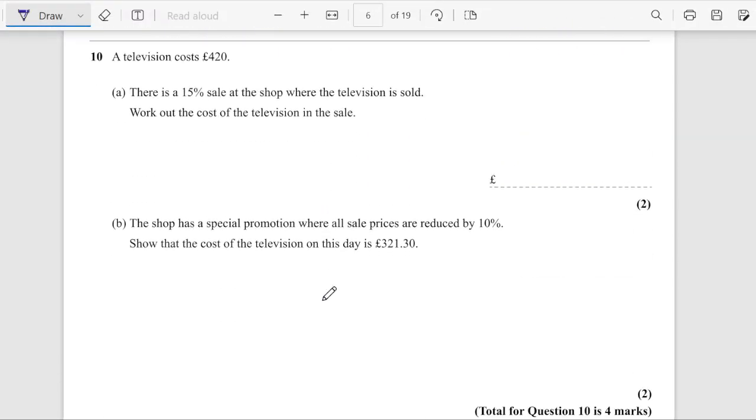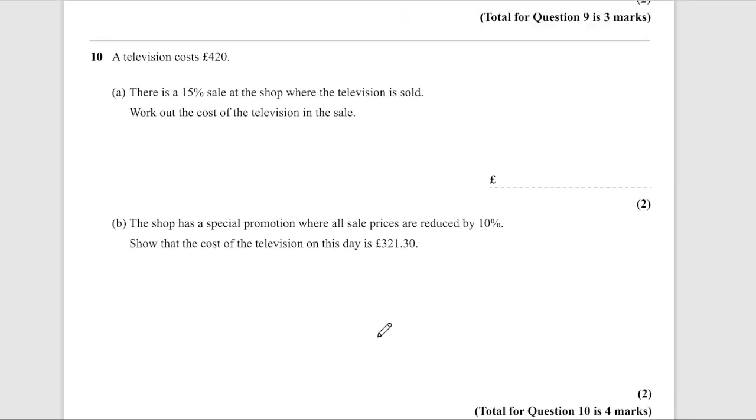So question 10. A television costs £420. There is a 15% sale at the shop where the television is sold. Work out the cost of the television in the sale. So a 15% sale means that in effect 15% has come off the price of the television, which means that we've got a multiplier of 0.85. So the most straightforward way to work this out is going to be 420 times 0.85.